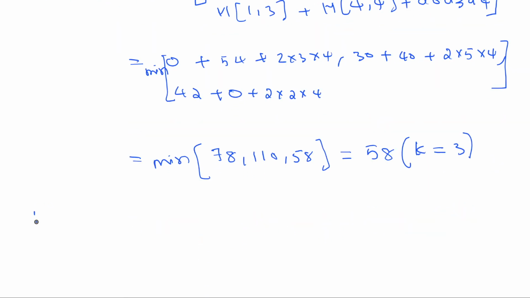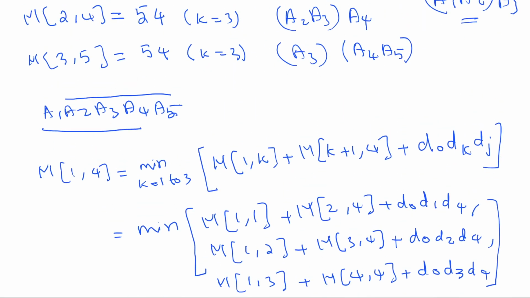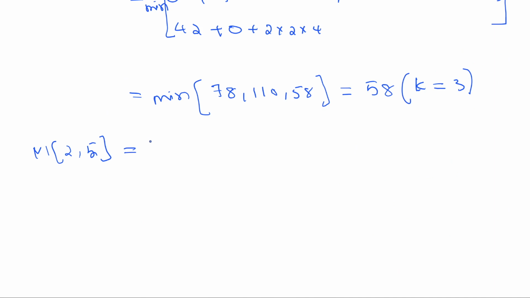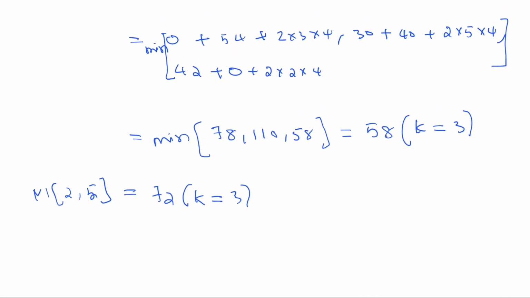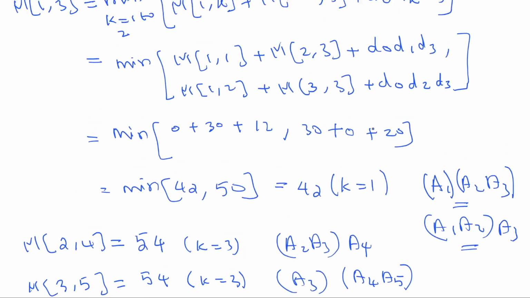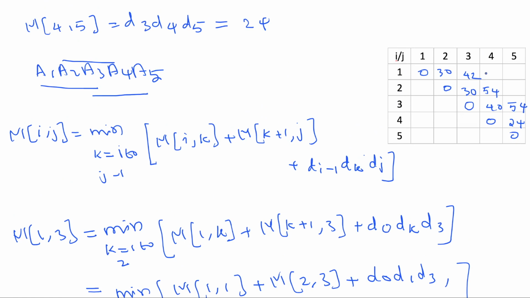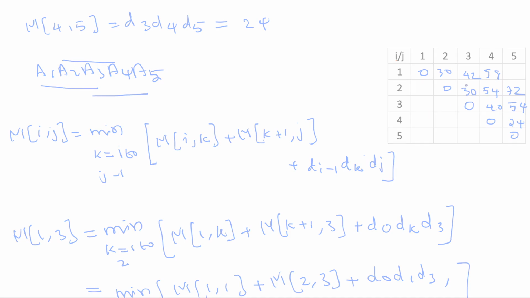Okay, similarly you can find m of 2 comma 5. That is our next combination, m of 2 comma 5. If you do the computation, you will get it as 72. That is also when k equal to 3. So we can fill up this table, that is we have 2 5 as 72 and 1 4 as 58. Okay, now we have only this cell left. So let me bring this table down.